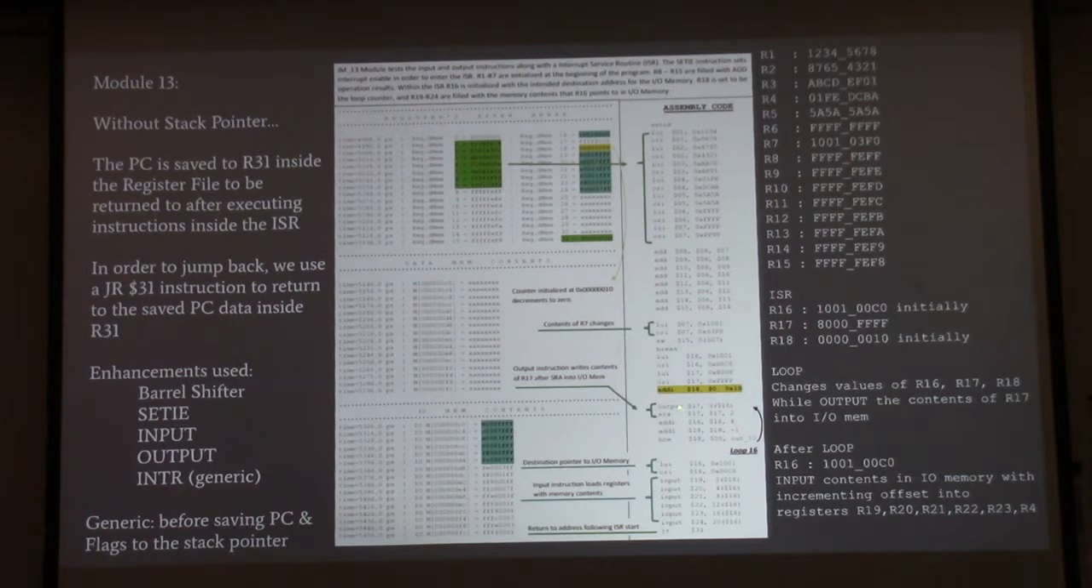If we run through it, we use the output instruction. We output the contents of register 17 into our first memory location. We change the contents of register 17, increment the memory pointer, and then decrement the loop counter. That runs until the loop is complete. We reset the memory pointer back to the original location, and we use the input instruction to input the contents of this memory back into our registers 19 through 24.